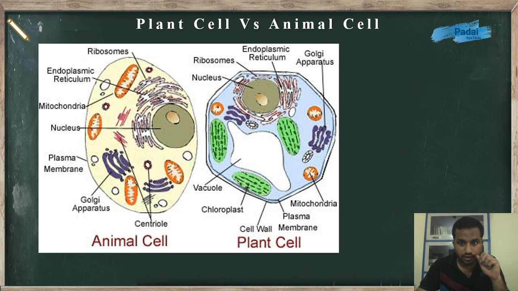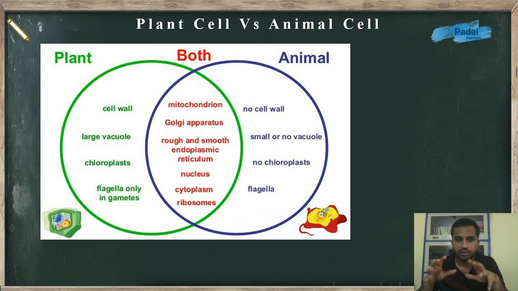Fine. Let us look at a slide I have also prepared. Here I have mentioned the similarities that both of them have. Both plant cell and animal cell have mitochondria and Golgi apparatus. They both have endoplasmic reticulum, both rough and smooth. They have a nucleus, they have cytoplasm, and they have ribosomes, right? But what are the things that they don't share? The plant cell has a cell wall. Just now we discussed that the plant needs protection, that's why it needs a cell wall, whereas the animal doesn't. So the plant has a cell wall, and the animal has no cell wall.